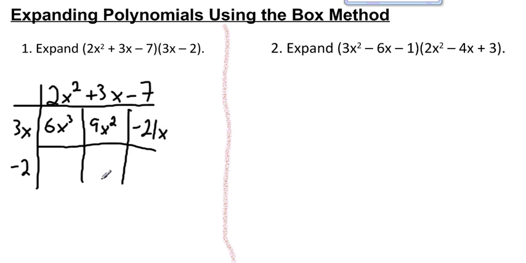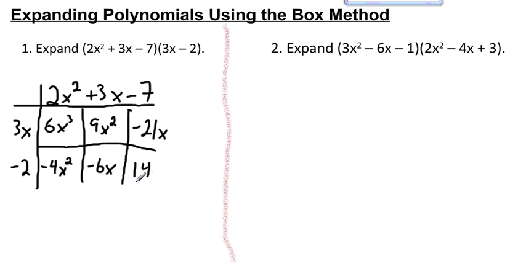Our second row will be next, so our first left-hand box here will be determined by multiplying negative 2 by 2x squared, so that will give us negative 4x squared. Our next box, there's a negative 2 to the left and a 3x above, so negative 2 times 3x is negative 6x. And then our last box will be determined by multiplying negative 2 by negative 7, which will give us positive 14.